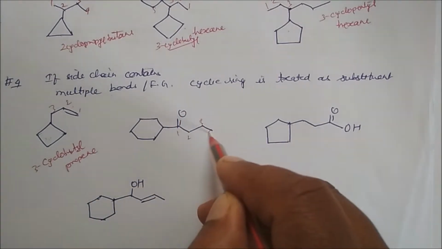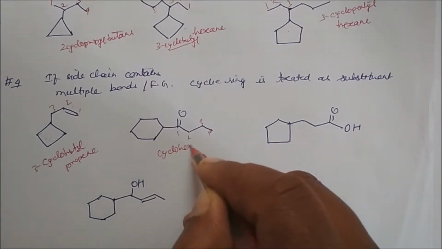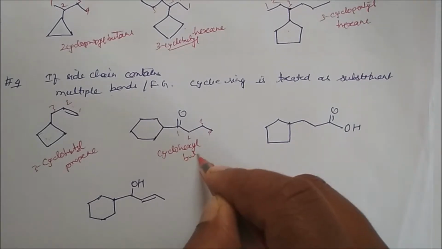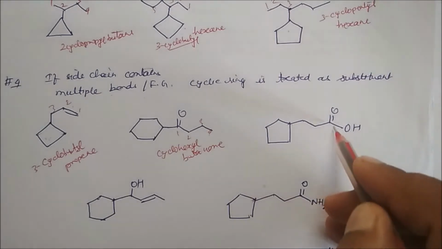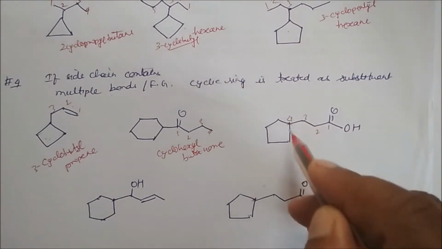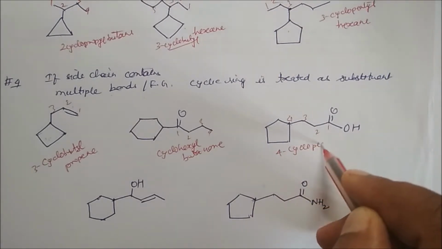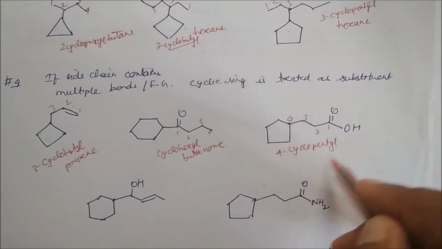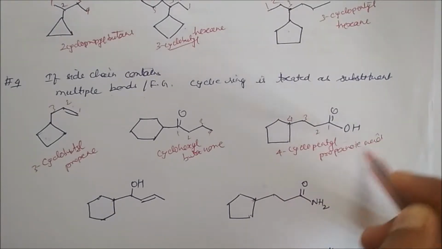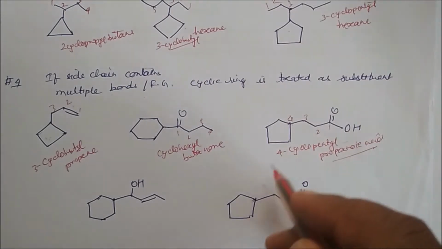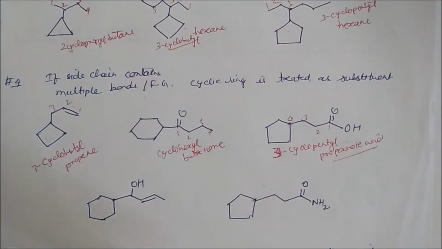Here we have a ketone. We can say 1, 2, 3, 4. See the butanone. So we can say cyclohexyl butanone, because the first carbon has this ketone group. Now see this carboxylic acid. So 1, 2, 3, and 4. You can say 4-cyclopentyl, and this is a propanoic acid, right? I hope you understood why propanoic acid: because in the third carbon, not fourth, this whole cyclopentyl is attached.